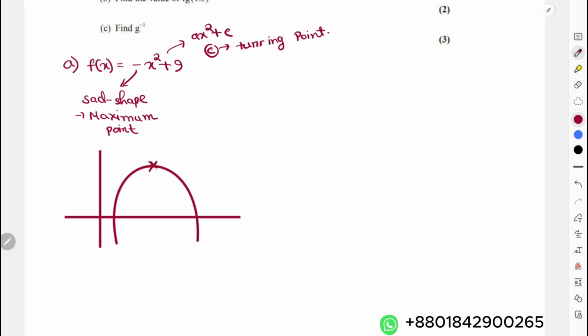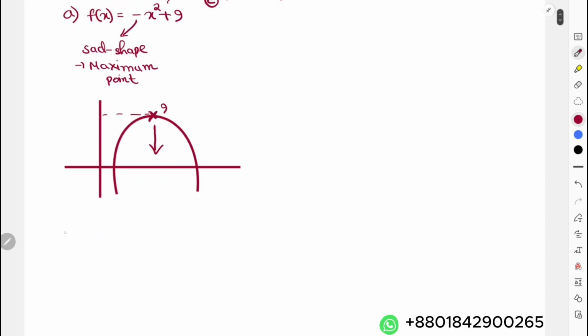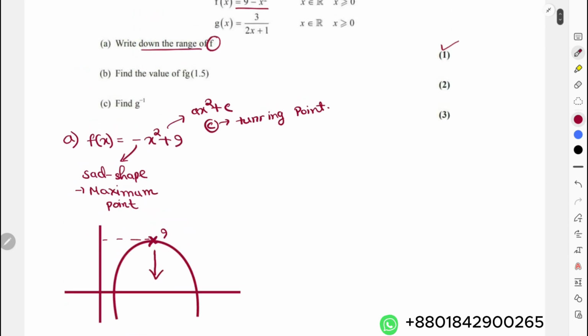And this is your turning point, 9. Whatever the x coordinate is, that is not my concern. I was trying to find out the range, right? So I can see the maximum value the graph can have on the y-axis is 9. Other than that, the graph only moves downward, right? So this time the range for this graph is just f(x) less than or equal to 9. So that is your range. Other than that, nothing else to focus on over here.